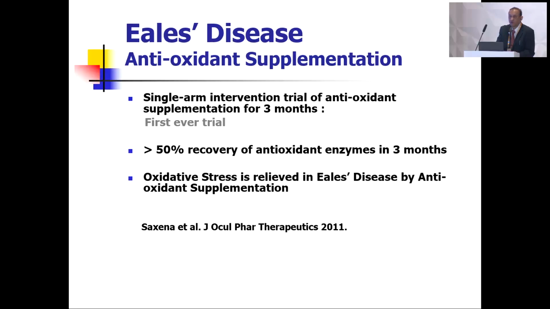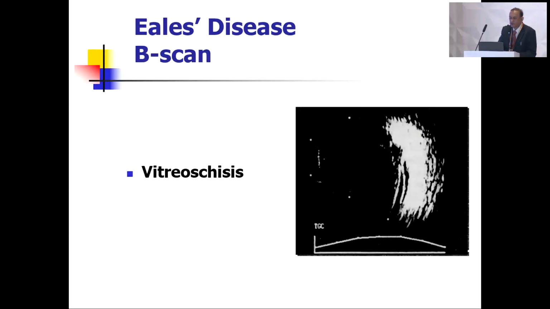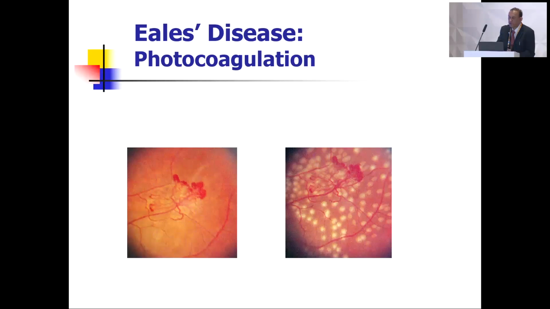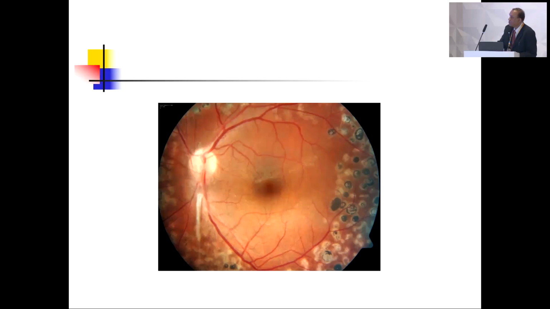Antioxidant supplementation should be considered because that relieves the oxidative stress and then the cascade of vasculogenesis also. A B scan helps us in defining vitroschisis in some cases where we are planning to do surgery. Here is just an example. Photocoagulation, as we discussed, remains a mainstay of treatment still for the retinal diseases, and things improve after laser therapy, and we can see a residual stock at the level of the disc.